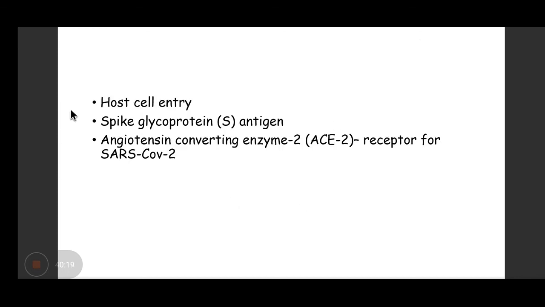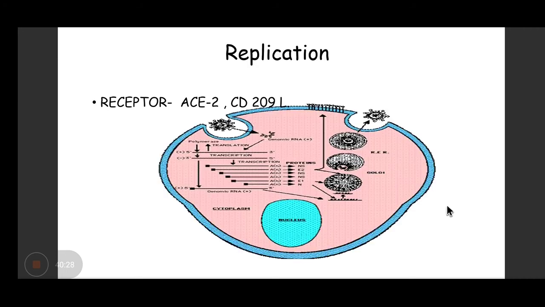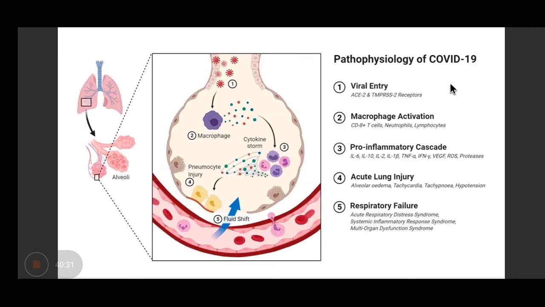So host cell entry is mediated by the spike protein of the virus, which binds to the angiotensin converting enzyme receptor for SARS-CoV-2. So what happens after the viral entry? There will be activation of the macrophages, and the macrophages will release pro-inflammatory cytokines: IL-6, IL-10, IL-2, IL-1, TNF alpha, interferon gamma, etc. Together they will cause acute lung injury, and it will result in respiratory failure.